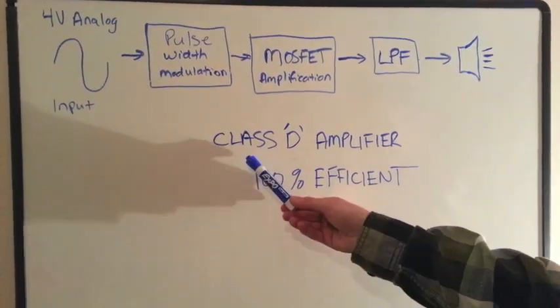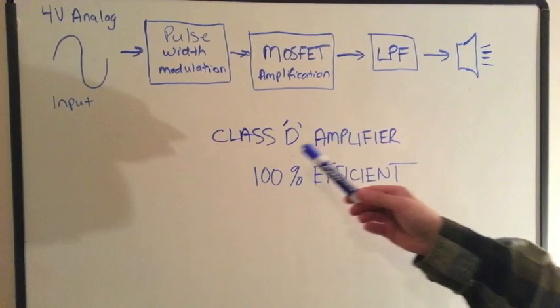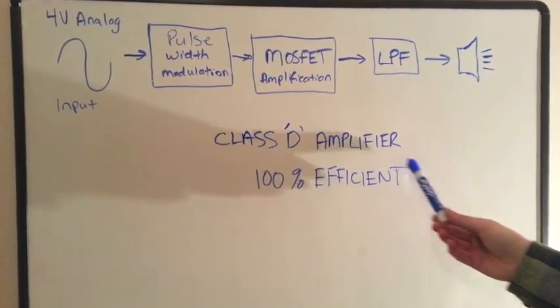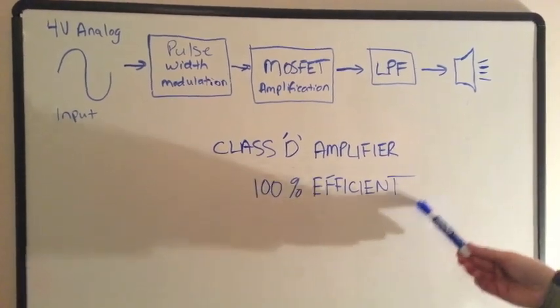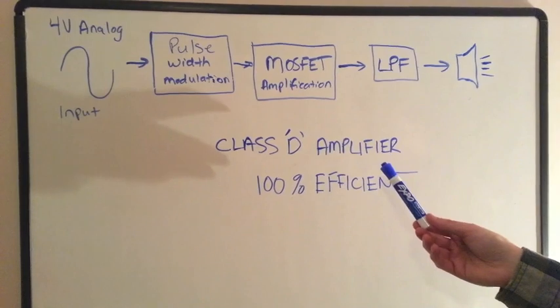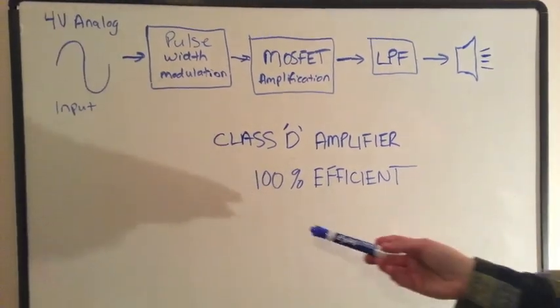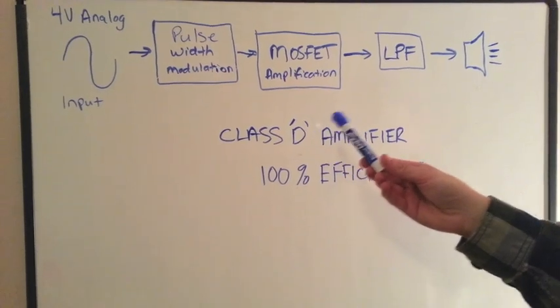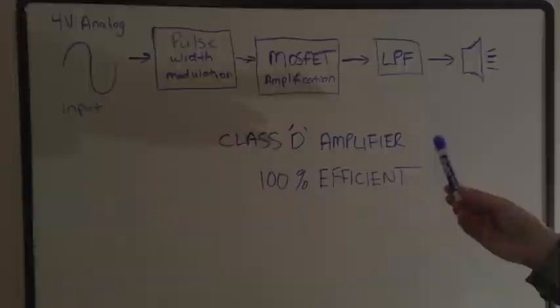Now this amplifier is a Class D amplifier. This is the most common amplifier used for audio applications because it is 100% efficient and it generates very, very low amounts of noise during the amplification process. Now what we're going to do is break down and explain generally each process of the amplification.